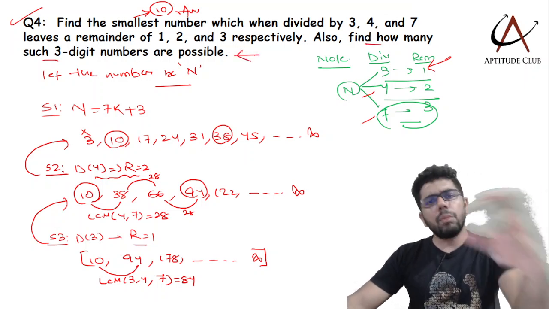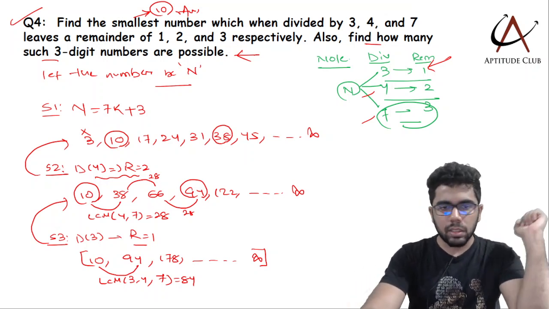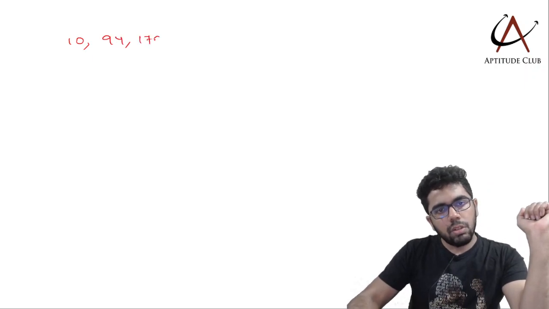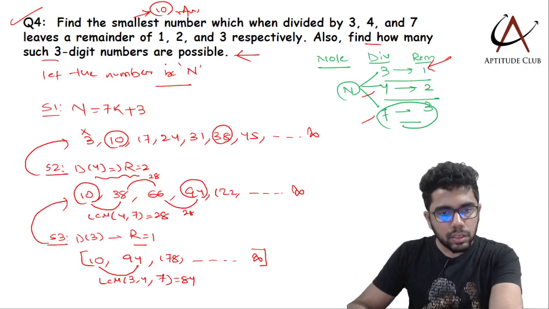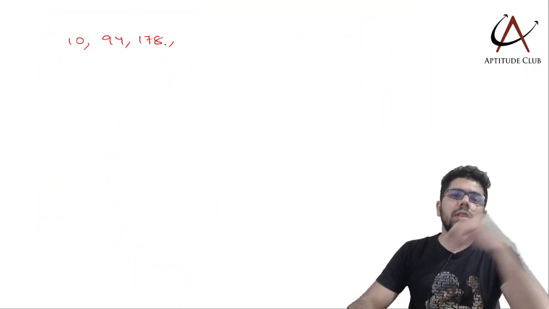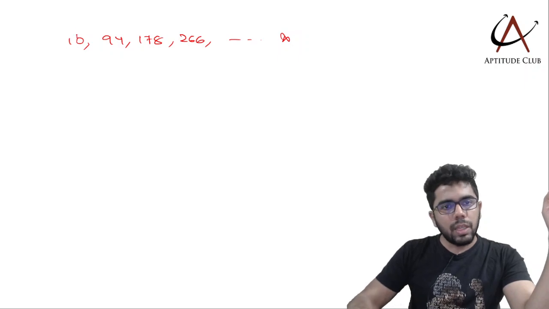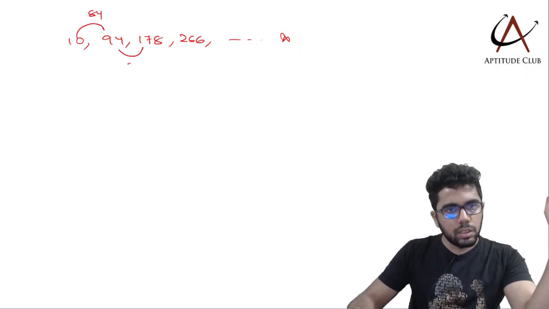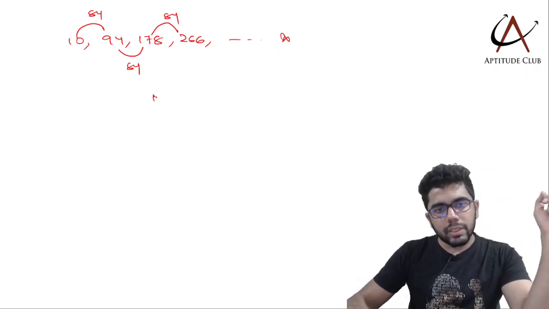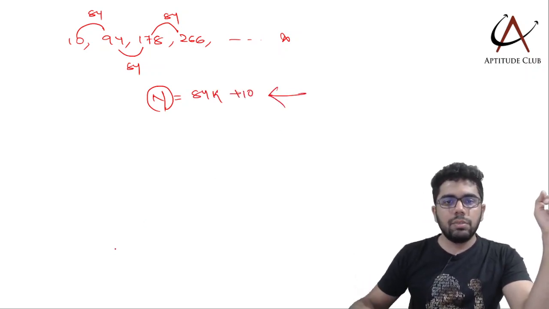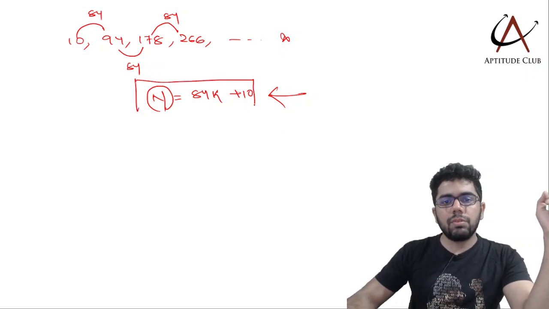Now we can put a pattern to the values that I got in n. Let me show it here. See, n comes as 10, then 94, then 178, then 262, 346 and so on. So basically 84 keeps getting added. Every subsequent number, you keep adding 84. So I can generally write n is of the form 84k plus 10. 84k plus 10. This is my general value of n.